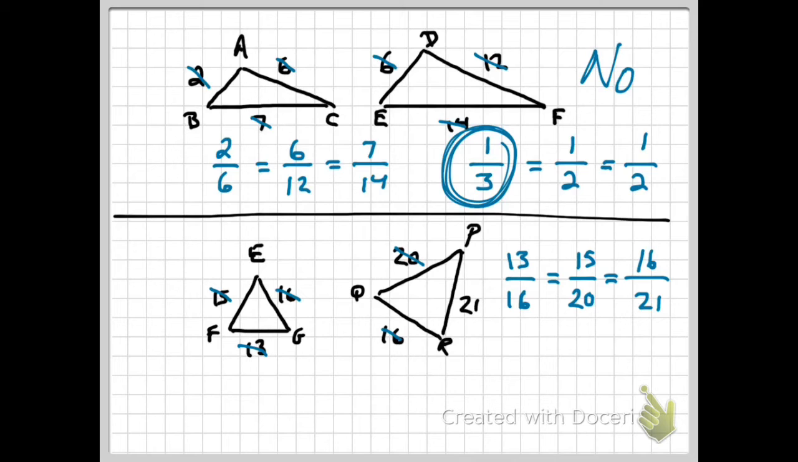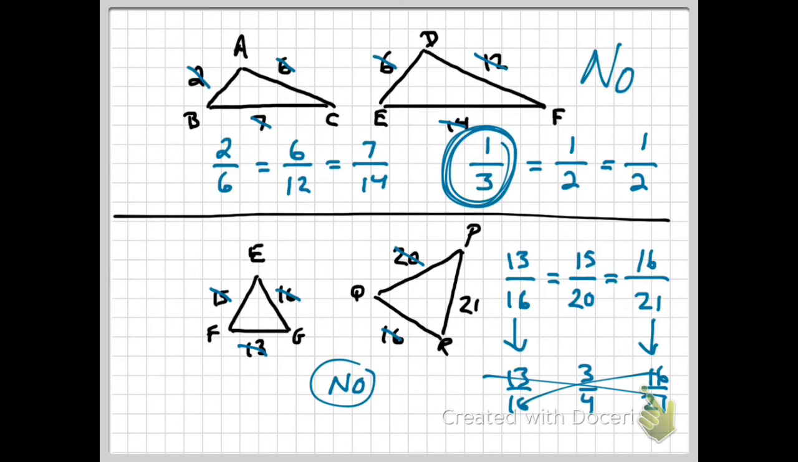And let's see, this cannot be reduced, this cannot be reduced. They're already in lowest terms, although this can be reduced to 3/4. We have no matches here. So this is also a no.